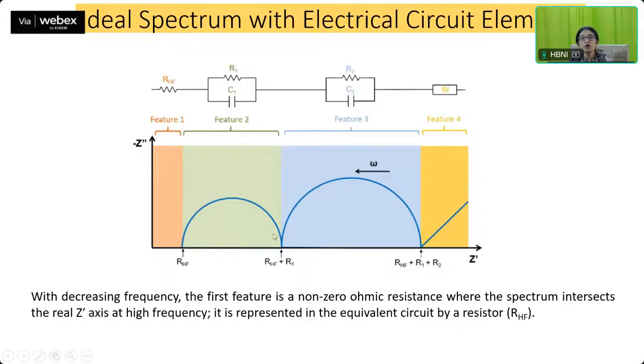This is followed by what you have over here: RHF plus this R value. For every semicircle, you have one more circuit where a resistor and a capacitance are in parallel. This is your equivalent circuit, and this particular line is because of your Warburg impedance, shown over here. So an ideal spectrum should look like this, with semicircles and then a straight line.